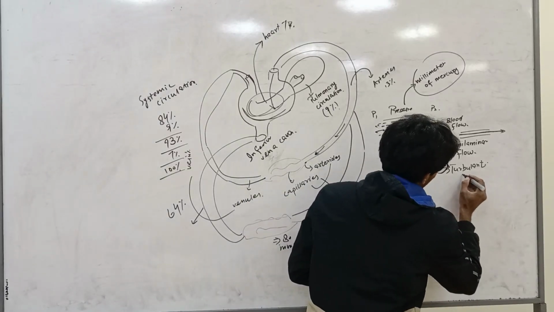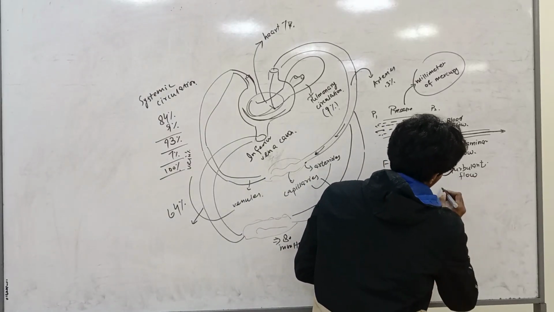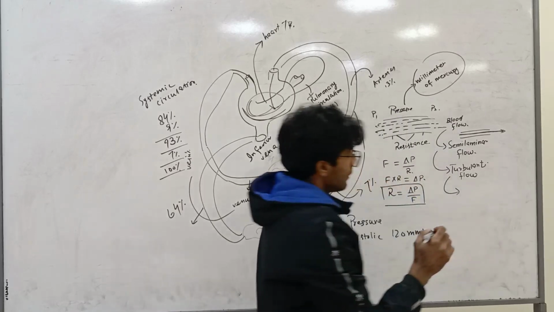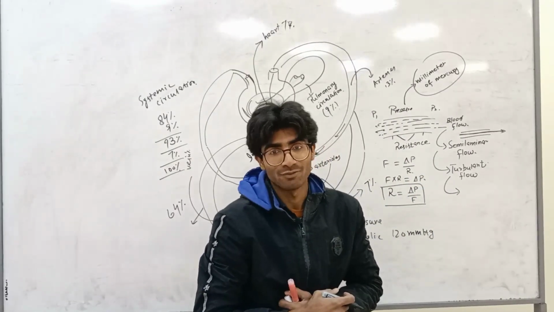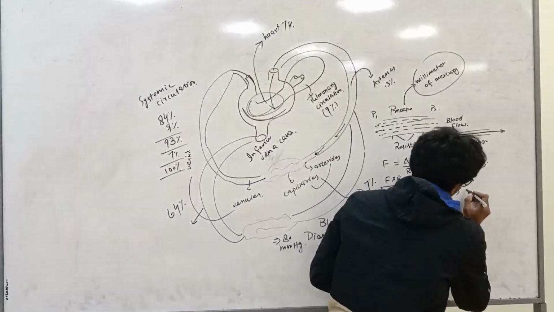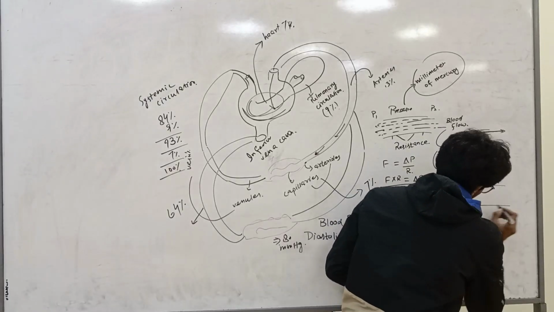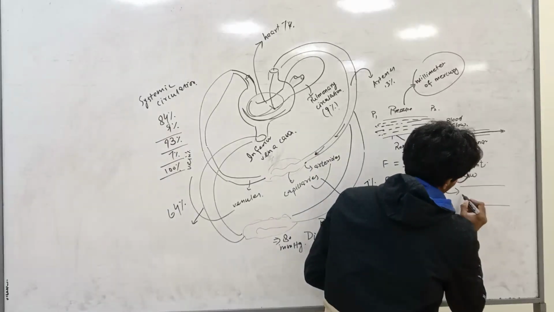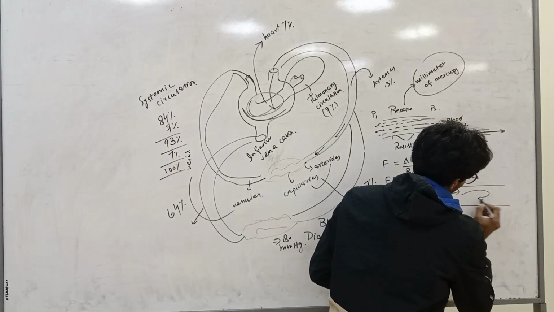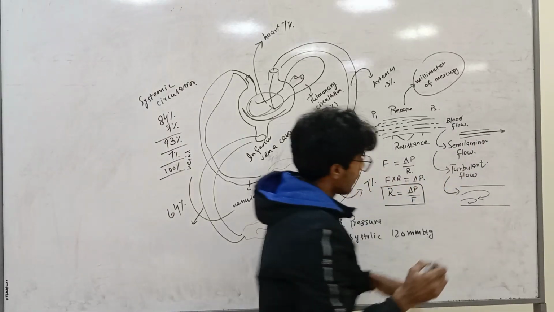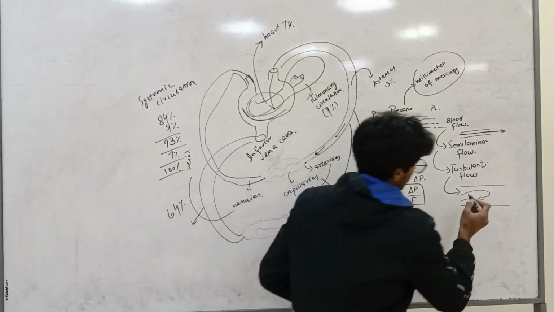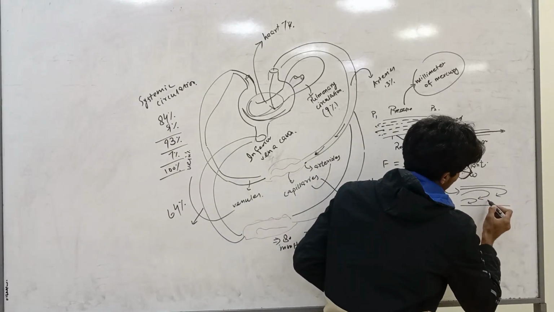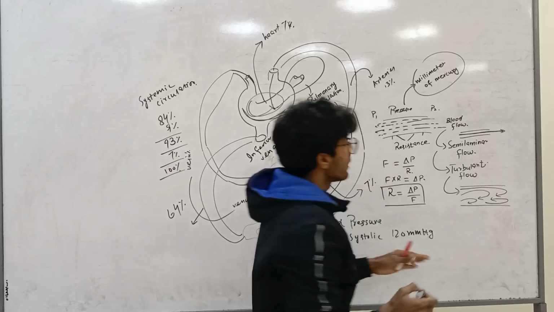Another is turbulent flow, which is directly proportional to the velocity. Look at this vessel. When velocity increases, blood flow increases. Due to the velocity, it takes an irregular form. This is known as turbulent flow.